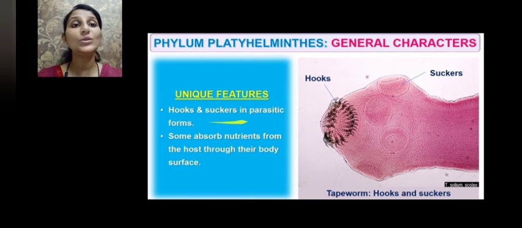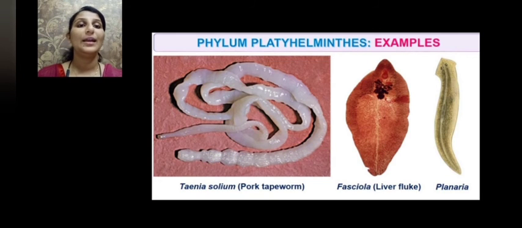And in order to live as a parasite inside the body of a host, they have certain unique features like hooks and suckers in the parasitic form in order to adhere to the body of the host. And some absorb nutrients from the host through their body surface. So they have suckers in order to suck the nutrients from the body of the host. And examples are Taenia, Fasciola, which is nothing but the liver fluke, and Planaria. So this is a pork tapeworm, which is called Taenia solium, and Fasciola, which is also called a liver fluke, and Planaria.